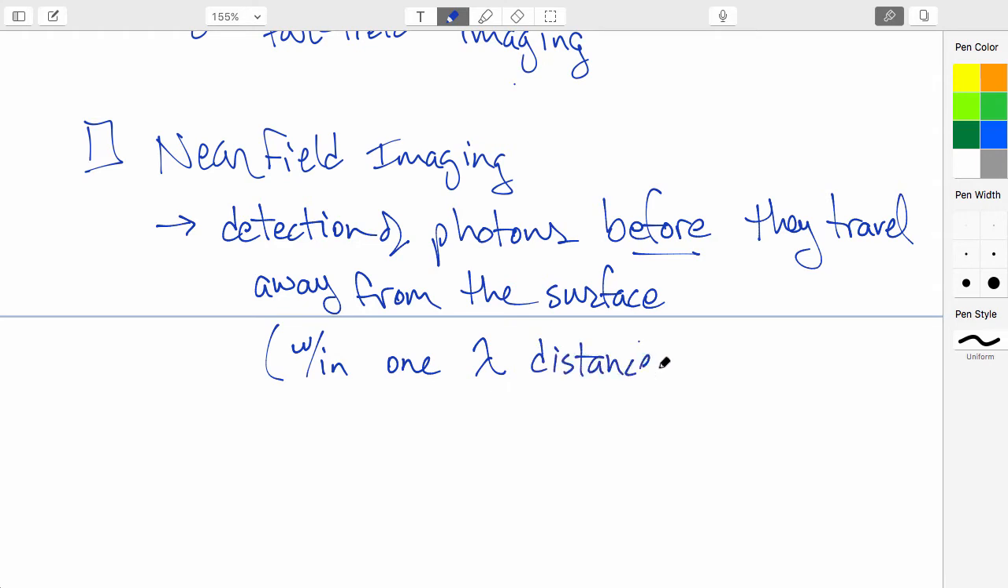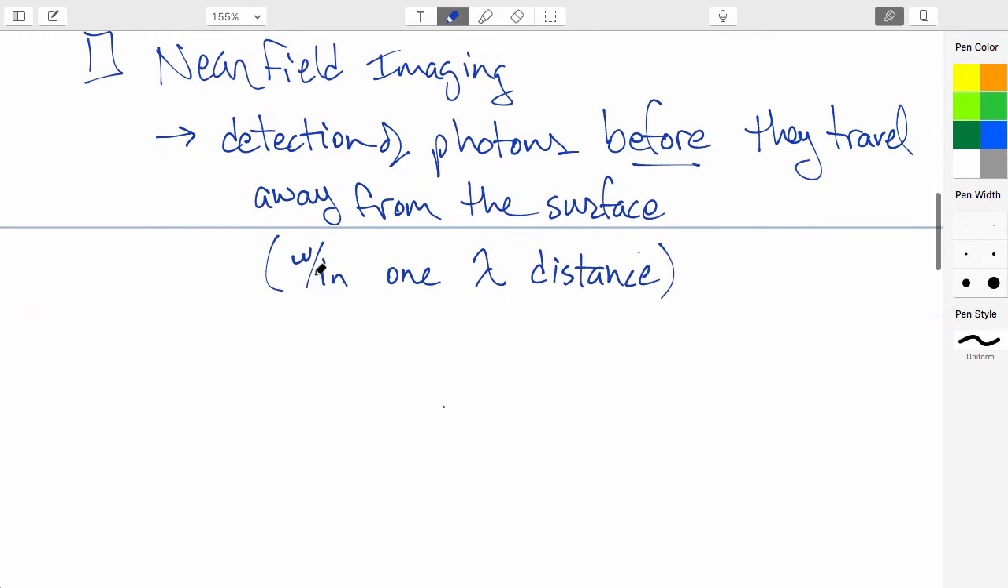All right, so it's important in this imaging scheme to have a detector that's very close to the surface, or a source that is very close to the surface. Now, before I show you the actual microscope, I'd like to see if I can convince you of what the principle is here, and that actually it makes some sense.